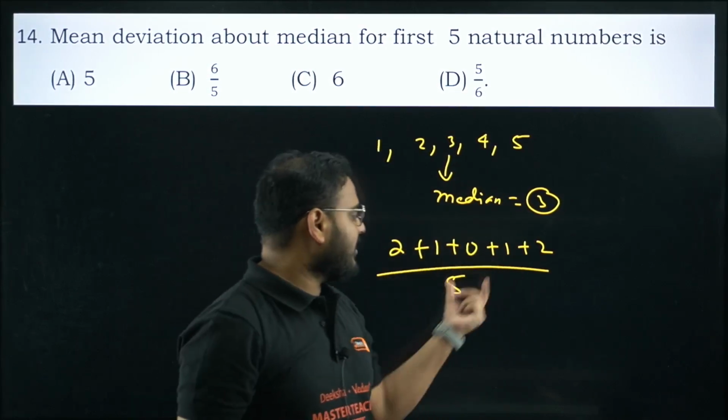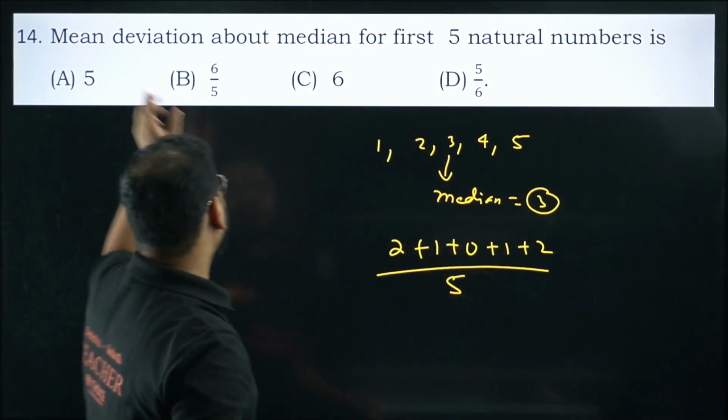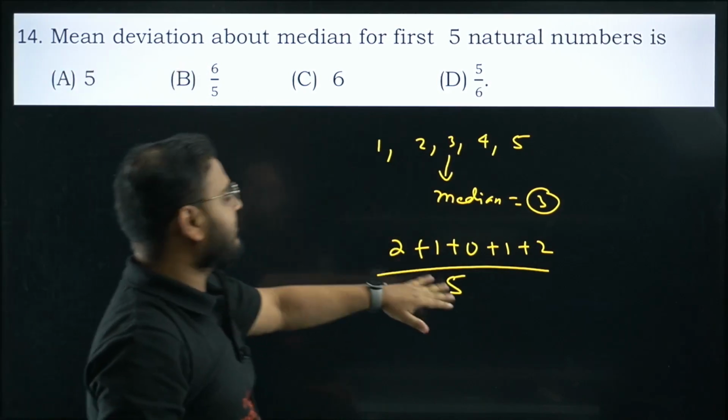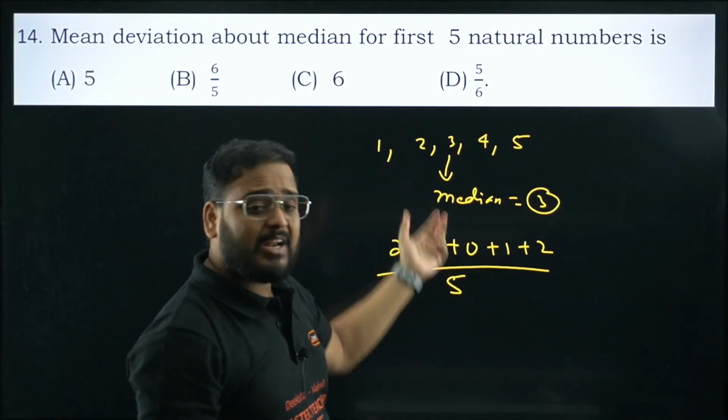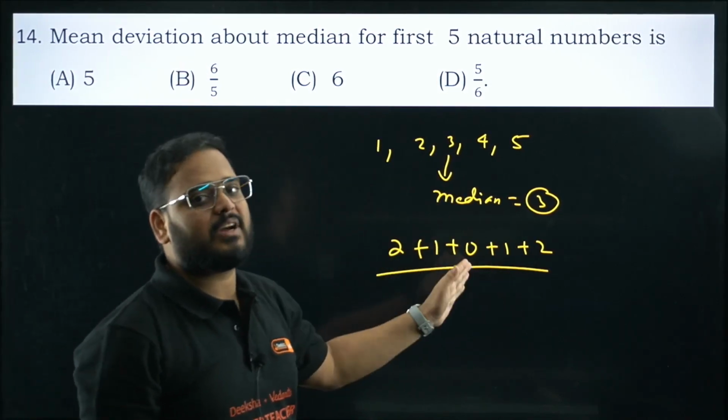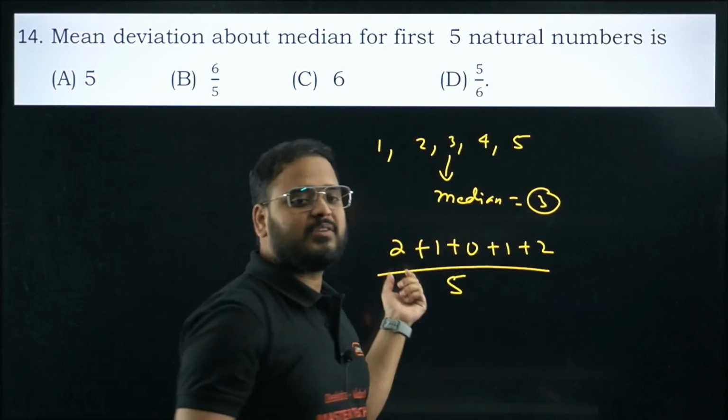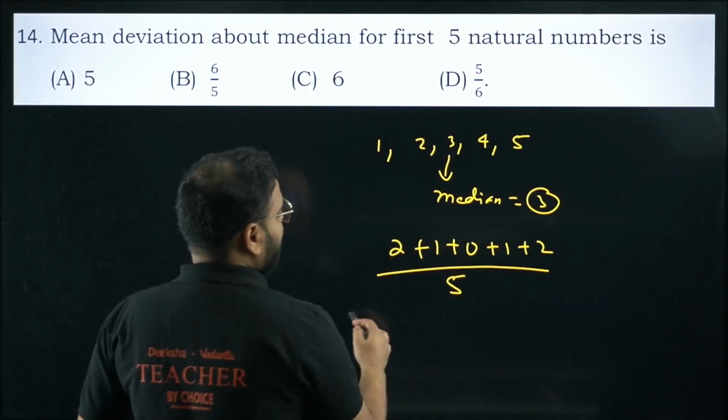This is the deviation, and this is the average of deviation. What are they asking? Average deviation, that is mean deviation. That's why we are dividing by that. Why 2 and 1? We take positive only. We are not calculating the negative sign. We have to apply mod on that, so it will become positive 2 and positive 1. That is clear, right? So we get 6 by 5.